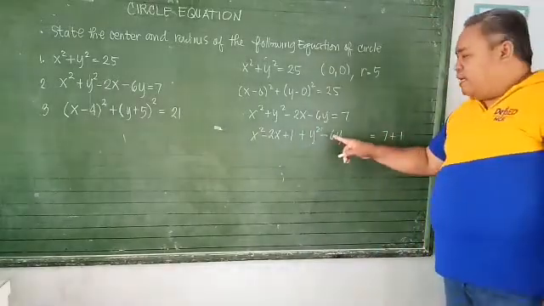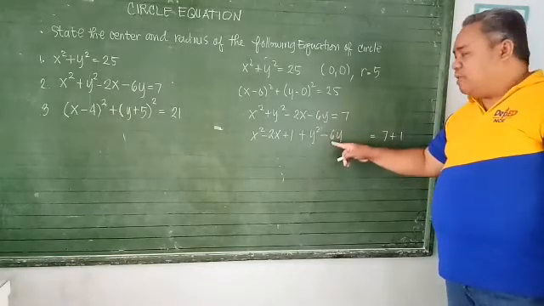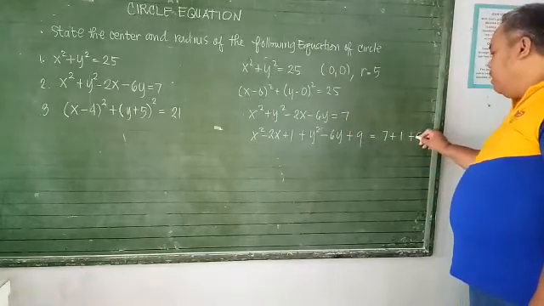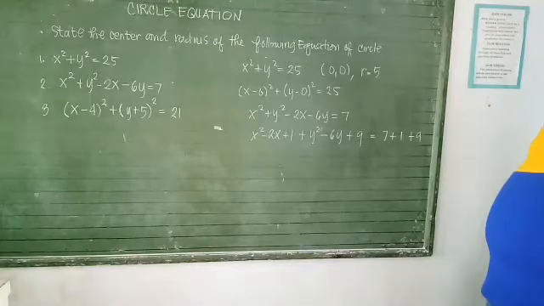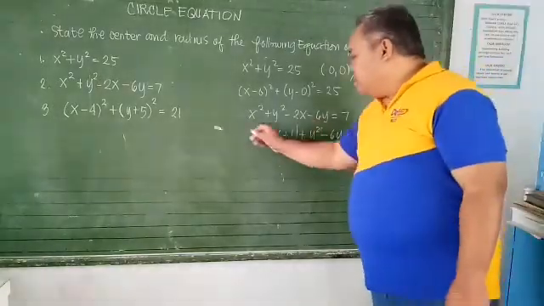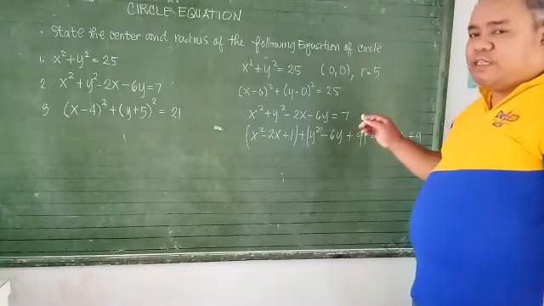Doon tayo sa y. Half of 6, or 6 divided by 2, will give you 3. And the square of 3, that is 9. And I'm going to add also 9 here. Okay. Now, after you complete the square, what we're going to do now is express these terms as the square of a binomial.